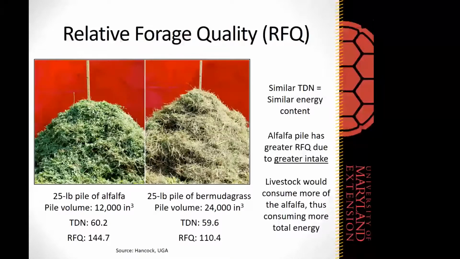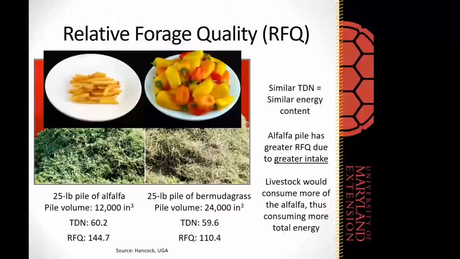Well, the alfalfa pile has the ability to have a much greater intake. So the livestock are able to consume more of that, and therefore they consume more total energy. To help you visualize that a little bit, we can think of it like if we had a plate of French fries versus a plate of bell peppers. We can figure out the calories of each of those plates and put the same amount of calories on both plates, which is what you see here.